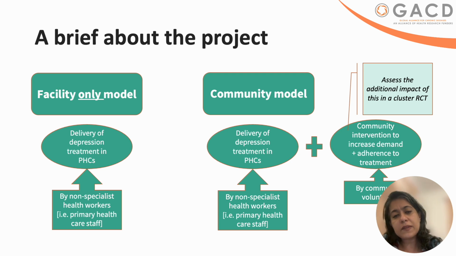The second arm is a community arm, where we're delivering the same intervention but supplementing it with a community intervention which has two aims. One is to increase demand for depression treatment, and two, to increase adherence to treatment. Hence, we are assessing as well as comparing the clinical as well as the health system's impact that the intervention has. I specifically want to pause over here to reiterate that the integration of these interventions is in primary care and in community based settings.